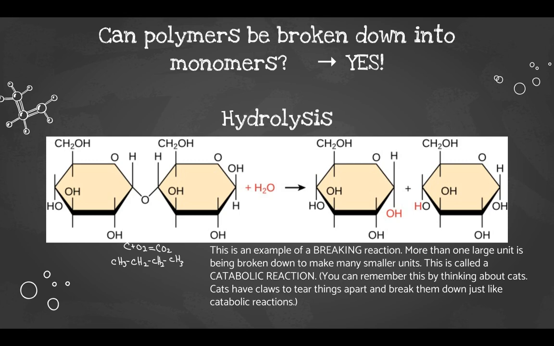I like to think about this like cats have claws. Claws tear things apart. They're breaking it down. So I like to think catabolic, cats have claws, must be breaking it down. And then all you have to remember is that anabolic is exactly the opposite. So hydrolysis is catabolic, which means to break down, and dehydration synthesis is anabolic, which means to build. Those are the two types of reactions that we're going to have in order to create larger molecules or smaller molecules, depending on what we're trying to do.